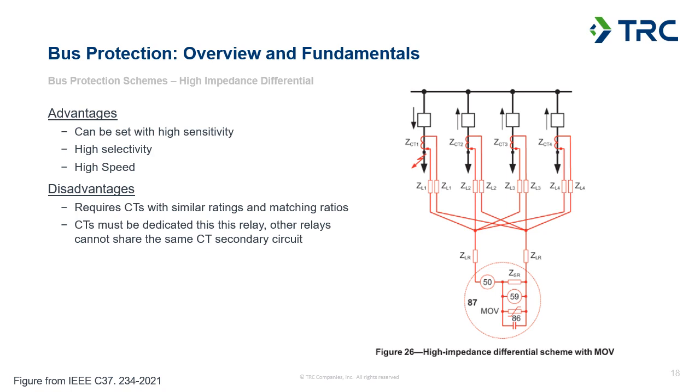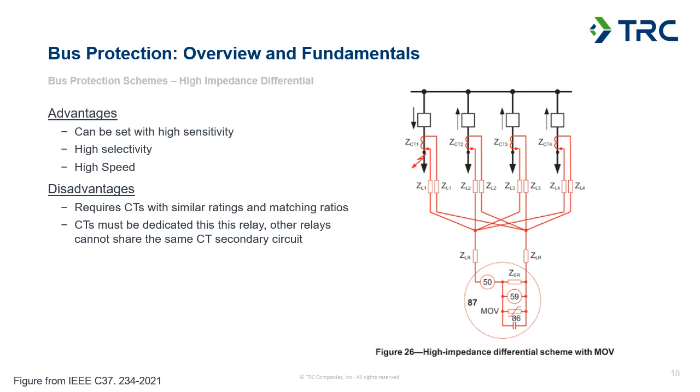Some of the disadvantages is that in order for the scheme to operate properly, you really have to have CTs with similar ratings, and they have to have matching ratios. So if you've got one breaker that has a 3000 to 5 amp CT and another that has a 2000 to 5 amp CT, you're not going to be able to use those current transformers for this application. And ideally, they would all be the exact same make, manufacturer and rating, so they all have the same current transformer saturation and performance response.